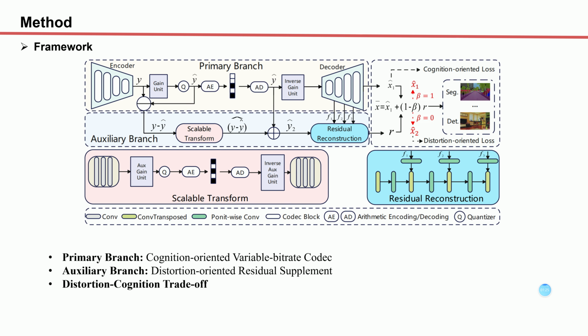The framework of our method is shown in the figure, which is mainly divided into three parts: the primary branch, the auxiliary branch, and the rate-distortion-cognition trade-off. The primary branch is used to train a cognition-oriented variable bitrate codec to improve the performance of multiple downstream tasks. The auxiliary branch reduces image distortion by transmitting an additional bit stream. Finally, we use an interpolation method to achieve the distortion-cognition trade-off. Next, we will introduce our method in more detail, based on these three parts.